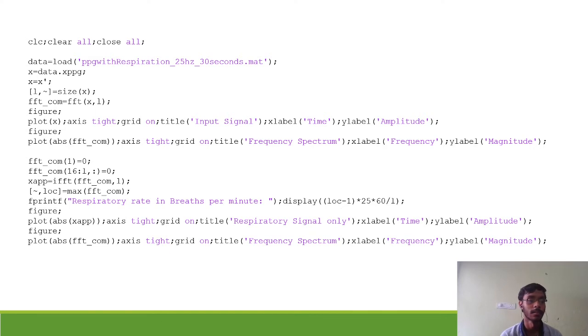We are making it 0 in the second line, FFT_com of 1 equal to 0 also, because we need to keep 2 to 15. So now we are calculating the IFFT in XUP, giving the FFT and its size. Then we are calculating the location of the maxima and printing the respiratory rate in breaths per minute. We also plotted the magnitude and frequency spectrum.